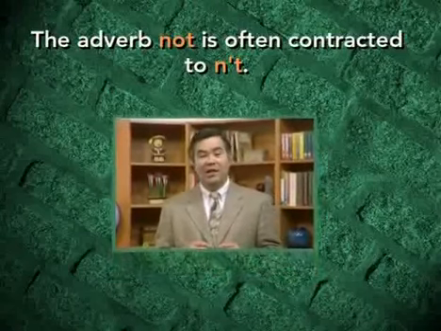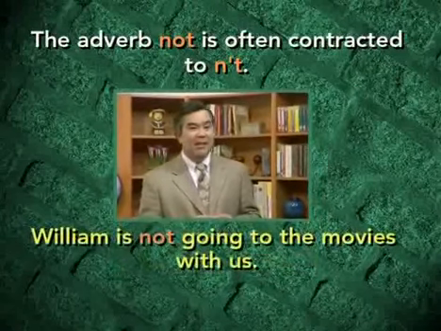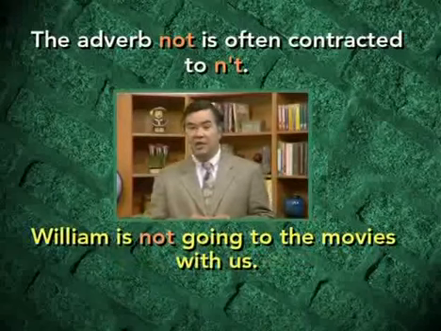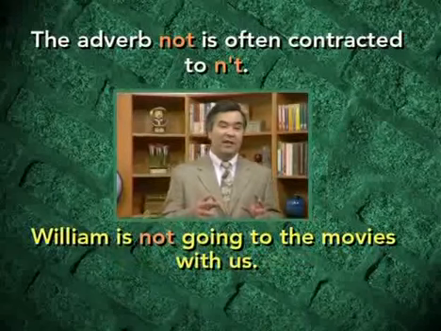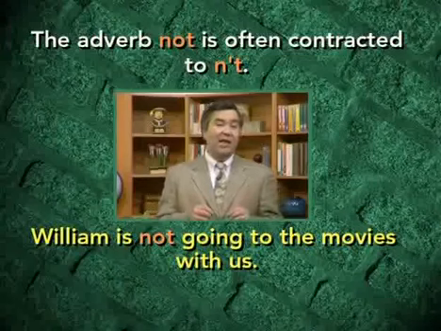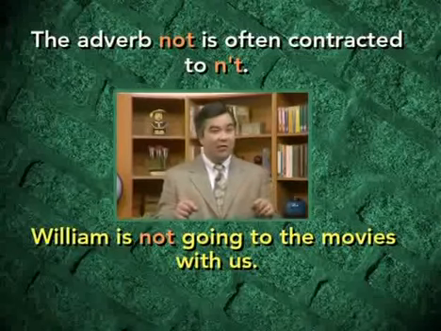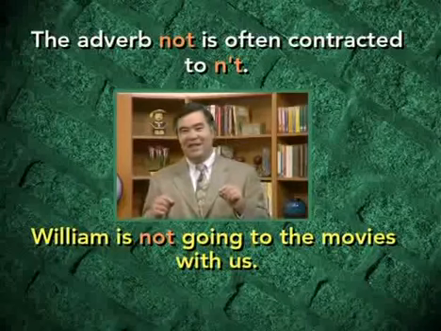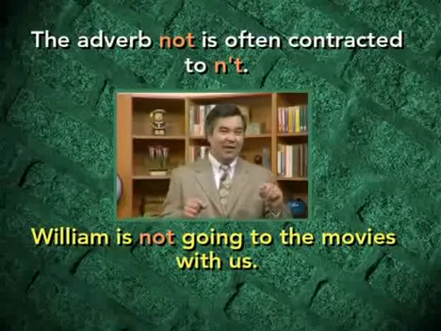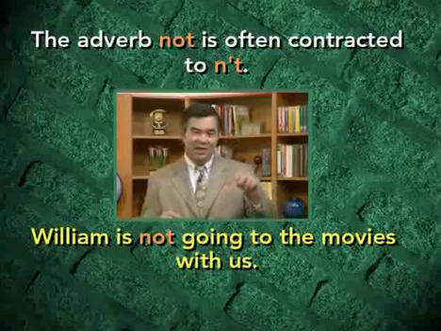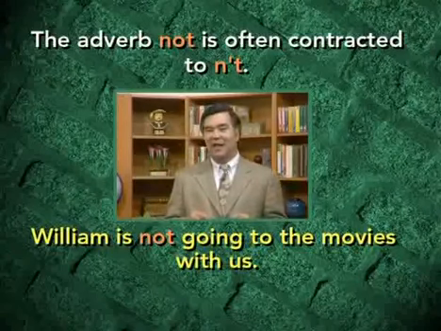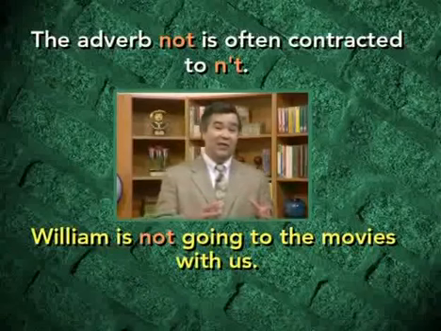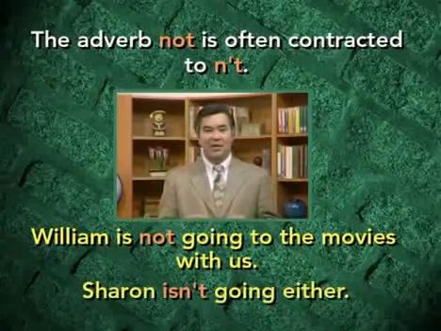So for example, look at these two sentences. "William is not going to the movies with us." Here the adverb "not" appears in the middle of the verb phrase "is going." Remember that the adverb "not" isn't part of the verb phrase, even though it interrupts it. The verb phrase in this sentence is "is going." "Not" is an adverb, which in this case interrupts the verb phrase, or appears in the middle of it, and changes its meaning to a negative. "He is not going to the movies with us."